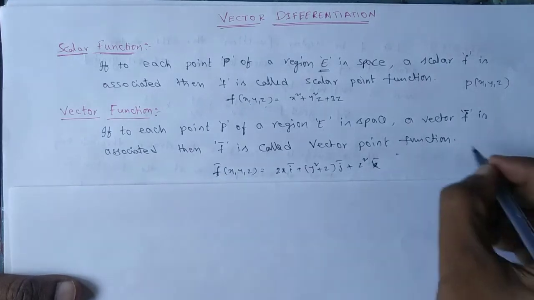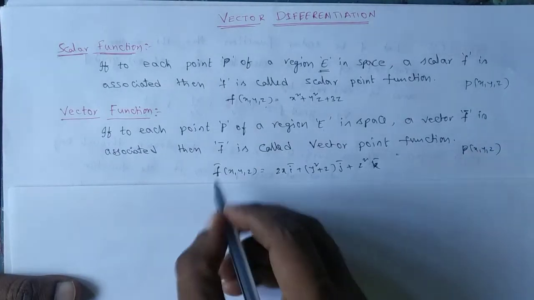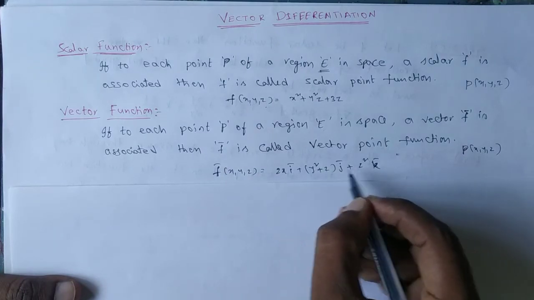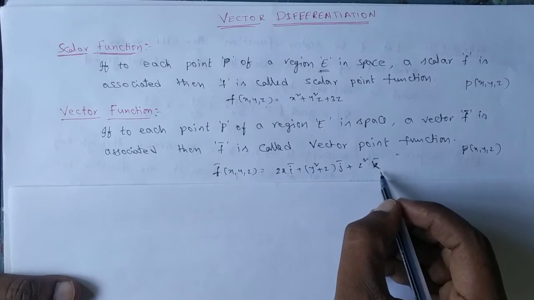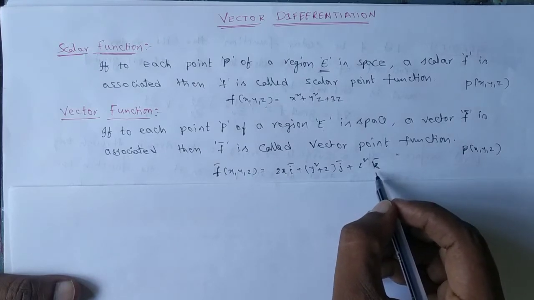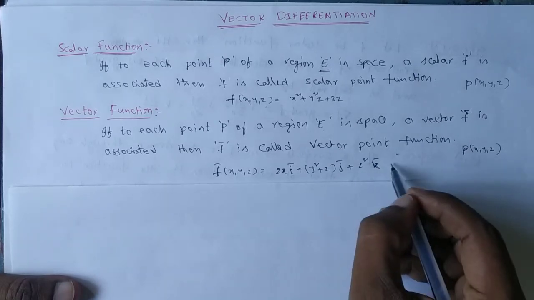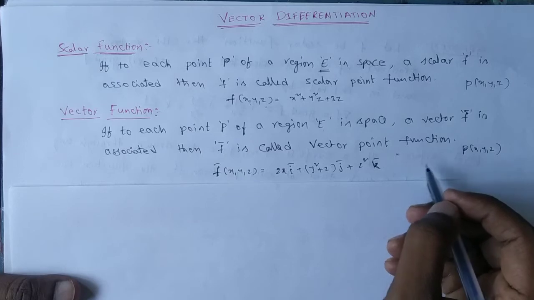To each point in the space P of xyz, we are defining f bar like this: 2x i bar plus (y square plus z) j bar plus z square k bar, where i bar, j bar, k bar are the unit vectors along the x-axis, y-axis, z-axis respectively. So this is in three-dimensional. You can define two-dimensional, one-dimensional, anything.